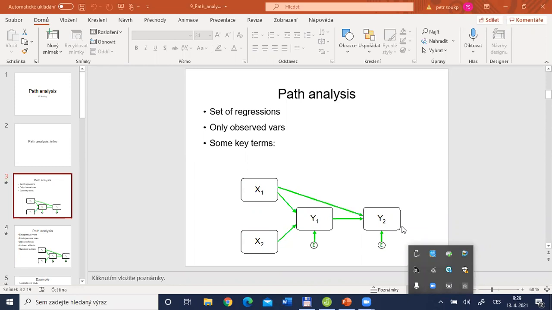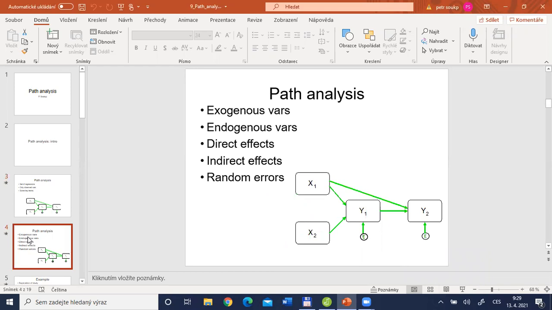One more comment should be added to this picture: all variables for classical path analysis are observed. So here we are using squares or rectangles as symbols that all these variables are present in my data. Some more comments and some key terms will be described on the next slide. So let's go for this. Here we have slide number 4.